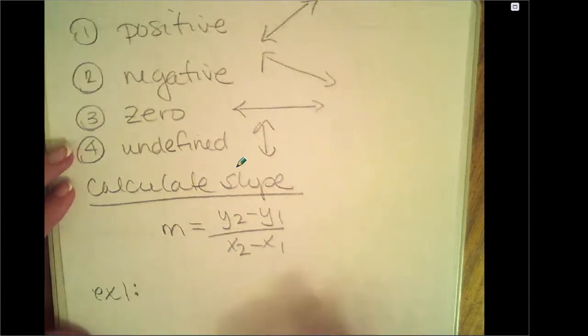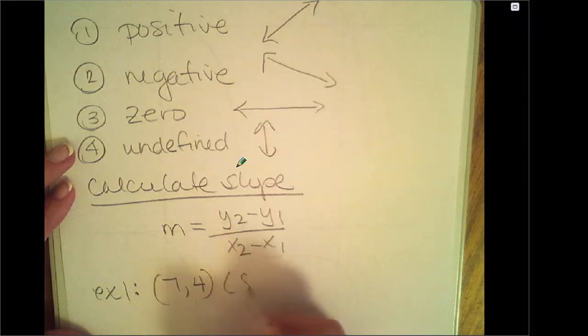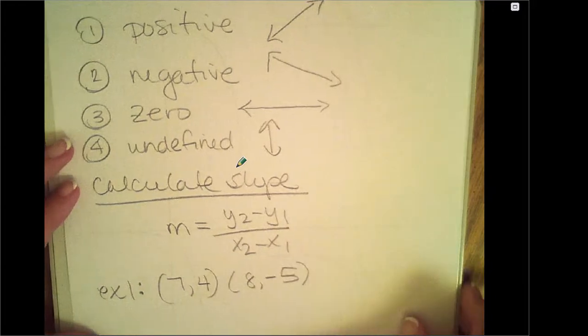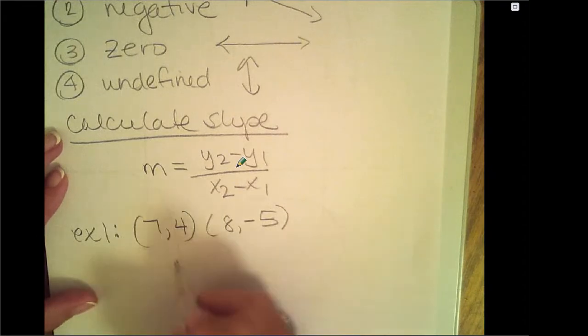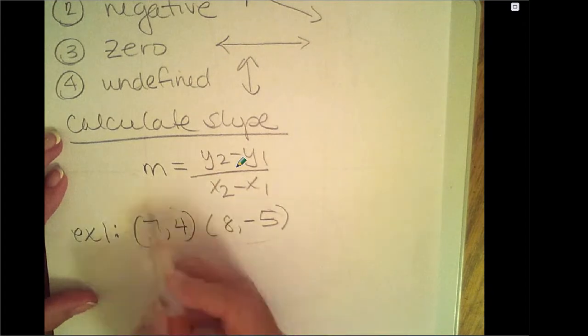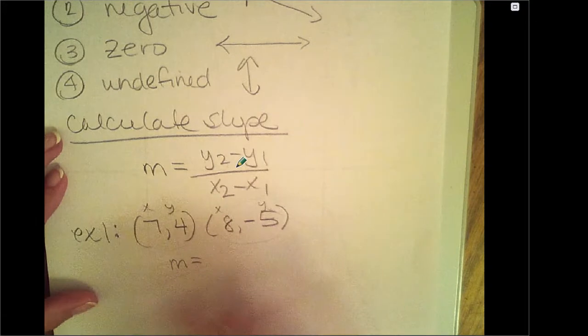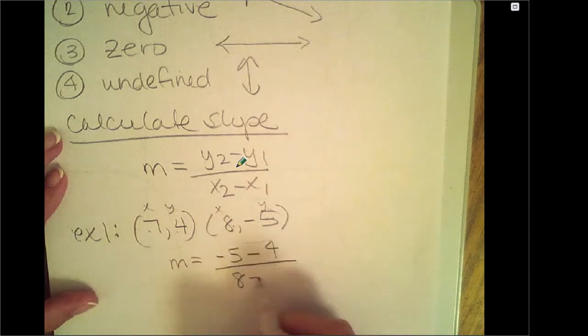So example number 1, if I give you (7, 4) and (8, -5), and I ask you to find the slope, you're going to plug it into the formula. This is your first point, this is your second point. So it says y of my second point, and if you need to label this, you can. Y of my second point is negative 5, minus y of my first. X of my second minus x of my first.